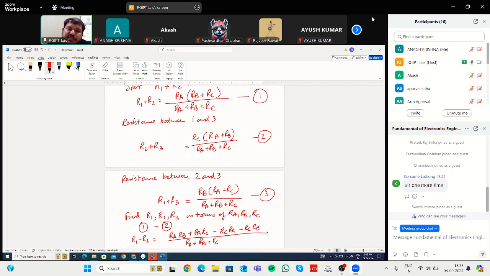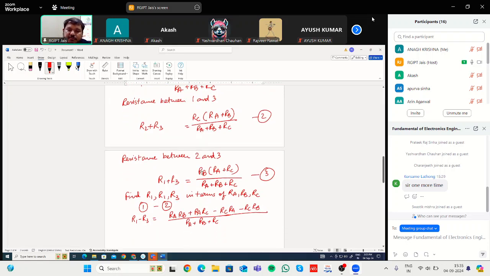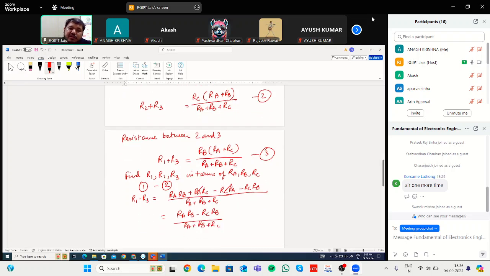That means this part we are subtracting from this. So if you see, this will get cancelled. What you are left with is RA RB minus RC RB divided by RA plus RB plus RC. Let us say this is equation 4. Now what we will do? We will add equation 4 with equation 3, because our aim is to remove this R3. Here it is R1 plus R3, here it is R1 minus R3. To solve the value of R1, you have to add these two.